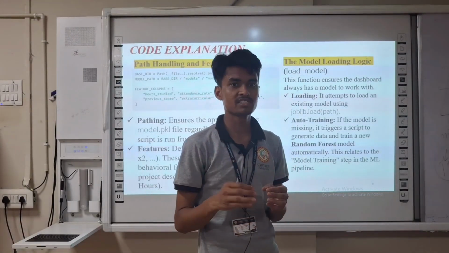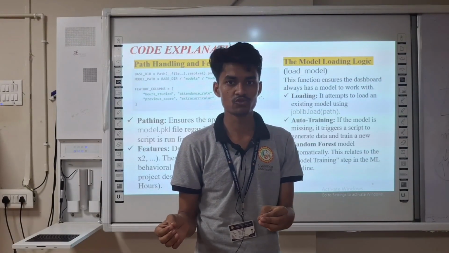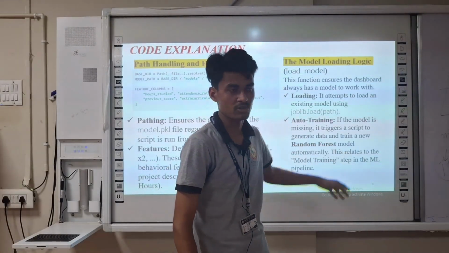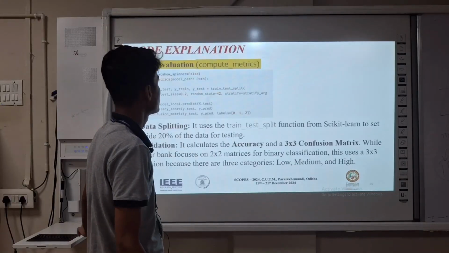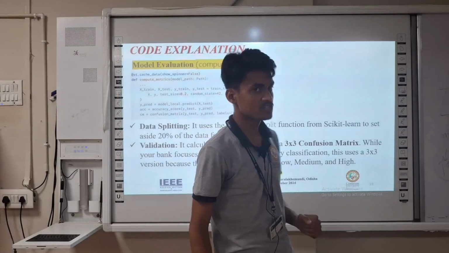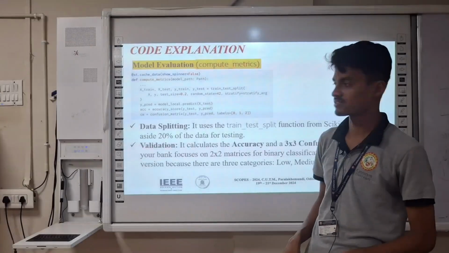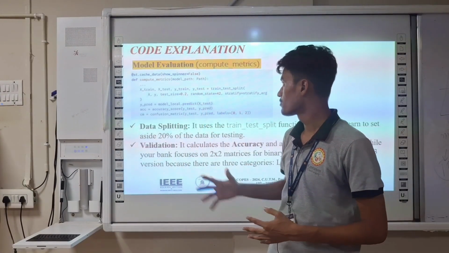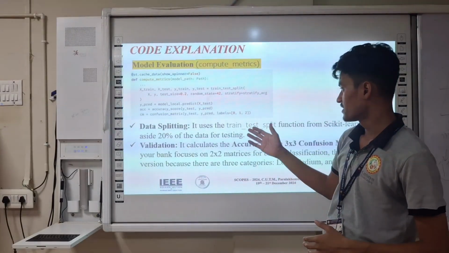If you have missing data for any student, it will delete that row from our random forest model. Next we have model evaluation, computing metrics like data splitting. We have some code for computing metrics, like data splitting.